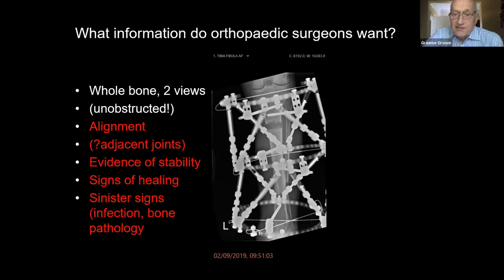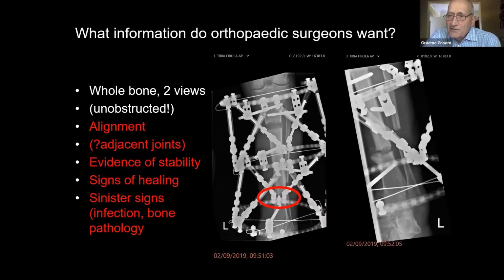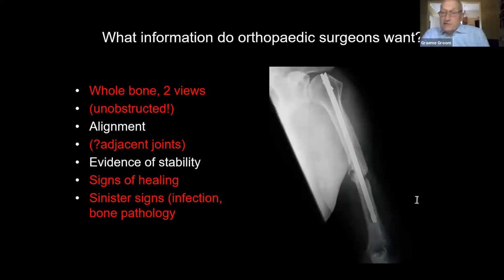There are 2 areas of interest. You can see the area of interest up at the proximal end of the tibia, and the other area of interest to us is almost entirely obscured by the Taylor spatial frame. But our radiographers are expert and well-versed, and they understand that if they just give us an oblique view, then we'll see what we want to see unobscured. So the whole bone, 2 views, unobscured. I think alignment with evidence of stability in fractures is something that we'd like to see.